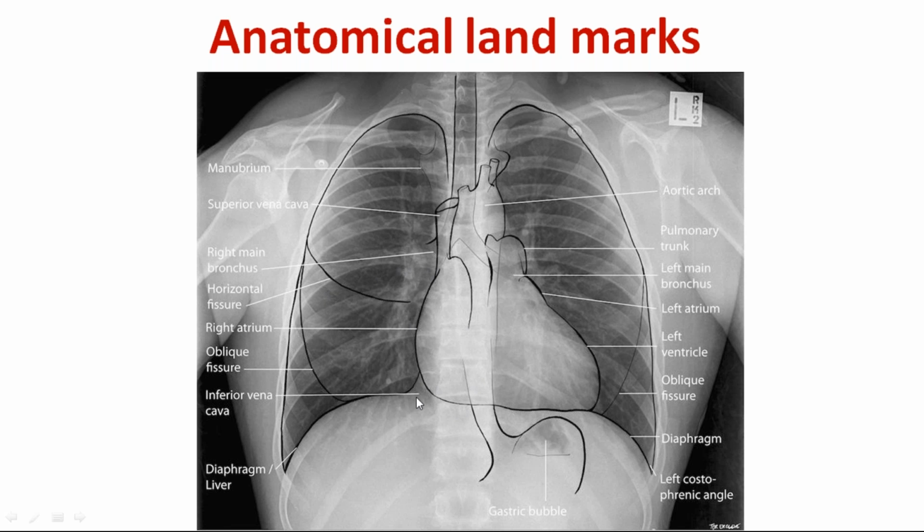Most of the cardiac border on the right side is formed by the right atrium. Just remember, the majority of the cardiac shadow is there. What forms the right border is the right atrium. Oblique fissure you may not see most often, it is very difficult. The inferior vena cava just at the cavo-atrial junction. And the diaphragm and the liver. This is the liver here, and this is the costophrenic angle.